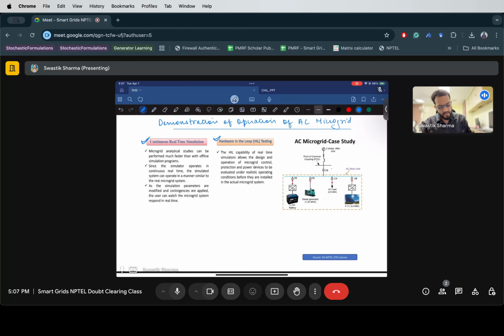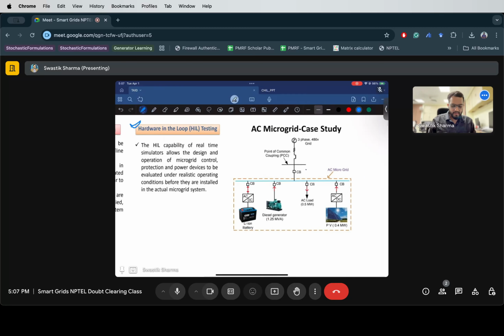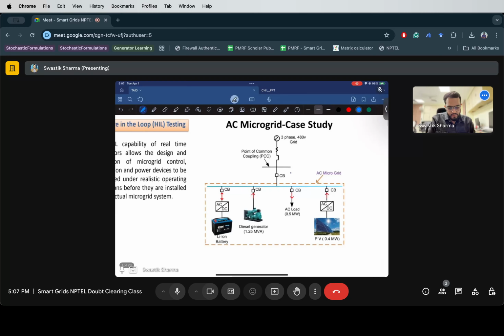So in this study, this is the AC microgrid that has been used for this case study. We have a three-phase connection to the 480 volt grid, and we are connected to the point of common coupling using a circuit breaker. This circuit breaker is connected to an AC bus, which contains the elements of the microgrid. And what are these elements?